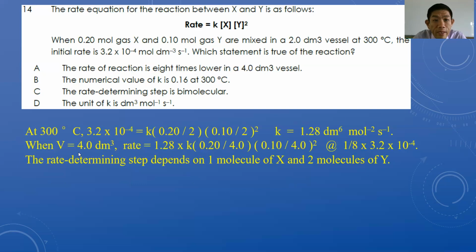However, when the volume becomes 4.0, the rate becomes 3.2 times 10 to the negative 4 divided by 8, which is 1/8 times the original rate. Whereas the rate determining step depends on 1 molecule of X and 2 molecules of Y. So that's why the rate determining step is termolecular.